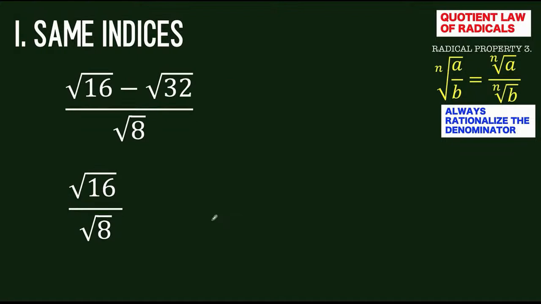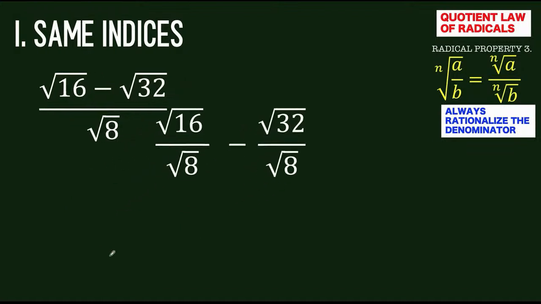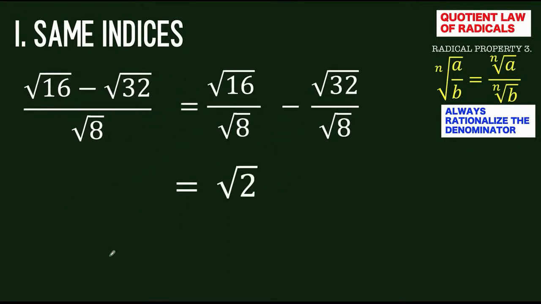So this looks like this. Square root of 16 divided by square root of 8 minus square root of 32 divided by square root of 8. Then you simplify term by term. Square root of 16 divided by square root of 8 can now be written as square root of 2, because 16 divided by 8 is 2. Their indices are the same, so you can divide 16 over 8.